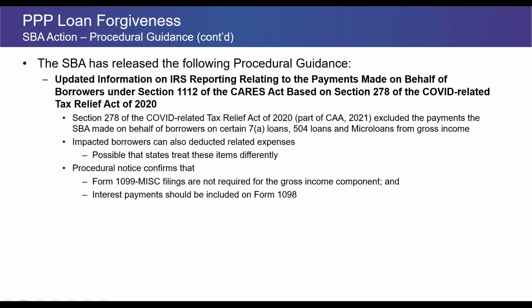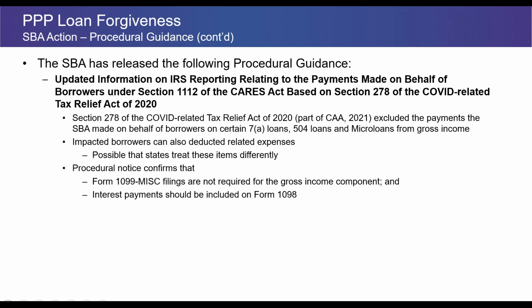Okay, and the last procedural guidance we have here, which just came out fairly recently, is essentially the 1099 and 1098 requirements associated with the Section 112 payments. What these are: there are certain SBA loans, 7(a) loans, 504, and microloans. The Consolidated Appropriations Act essentially said that these loans, similar to PPP loans and EIDL advances, the payments that the SBA makes would not be included in the gross income of the borrower, but the borrowers are allowed to deduct those expenses. And do keep in mind, this is for federal purposes. The states could treat these things differently. So we'll want to keep that in mind as well.